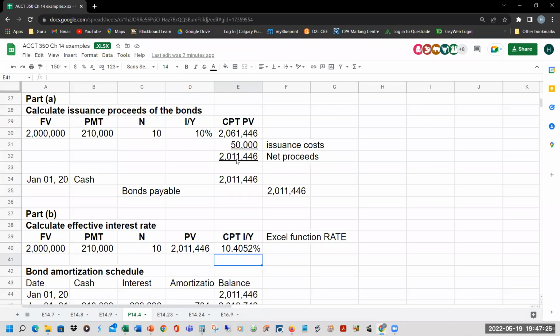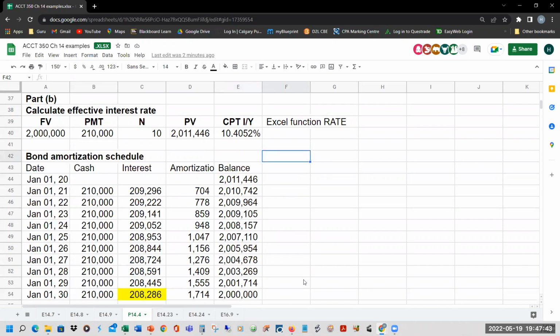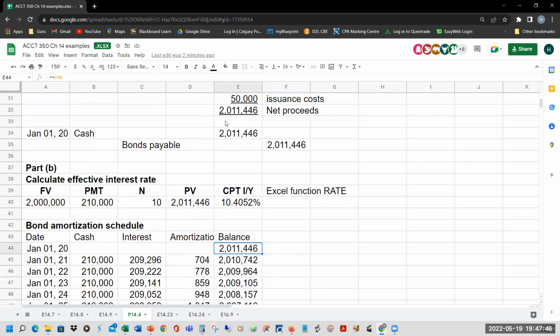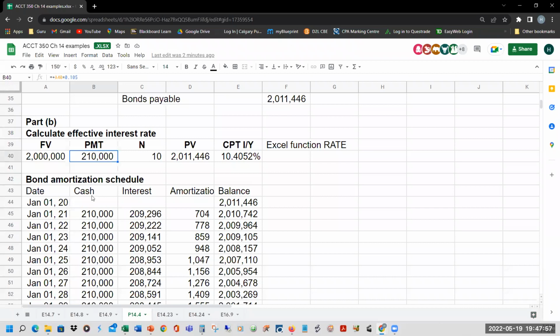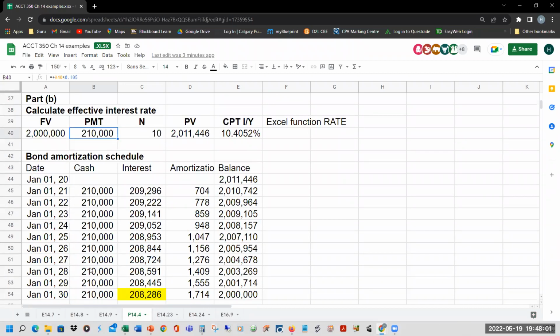And that is why you got the proceeds being slightly more than $2 million. So when I'm calculating interest expense for the future years, the calculation needs to be done at this particular rate, 10.4052%. So I prepared an amortization schedule for the bonds. Start with the $2,011,446. Every year, the company is going to pay $210,000 cash. So you see here under the cash column, 210, 210, 210, 210, same number. Now, interest is calculated. For the first year, my interest is going to be $2,011,446 times 10.4052%.